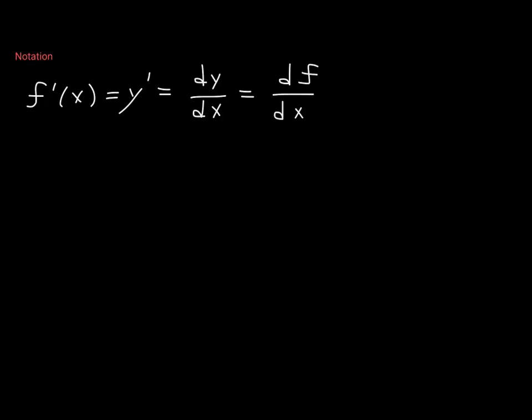Now, for notation purposes, we're using this f prime of x to denote the derivative of a function, but it's also written sometimes as y prime, and it's also written like this, the derivative of y with respect to x, so dy over dx. Sometimes it's written like this, the derivative of f with respect to x. These are all different ways to write it.